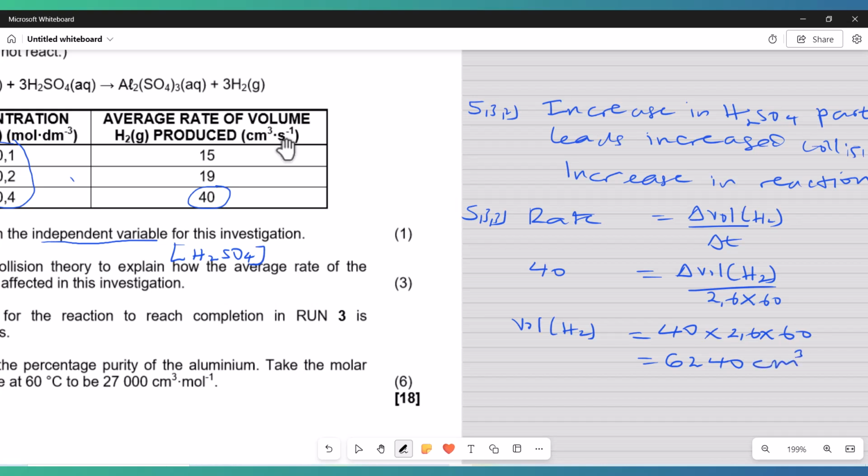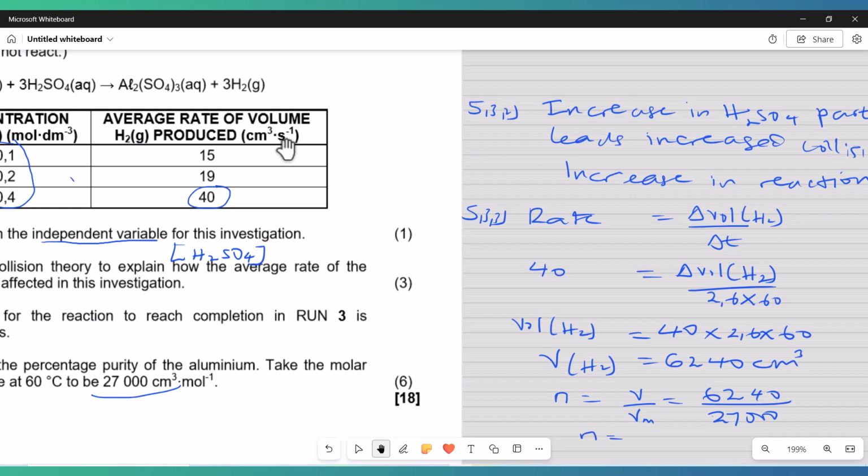Now because I have the volume of hydrogen, I can find the number of moles of hydrogen using the molar volume given to me here. We know that number of moles equals volume divided by the molar volume. So in this case, the volume which I got is 6240 divided by 27300. Okay, so I get the number of moles here.